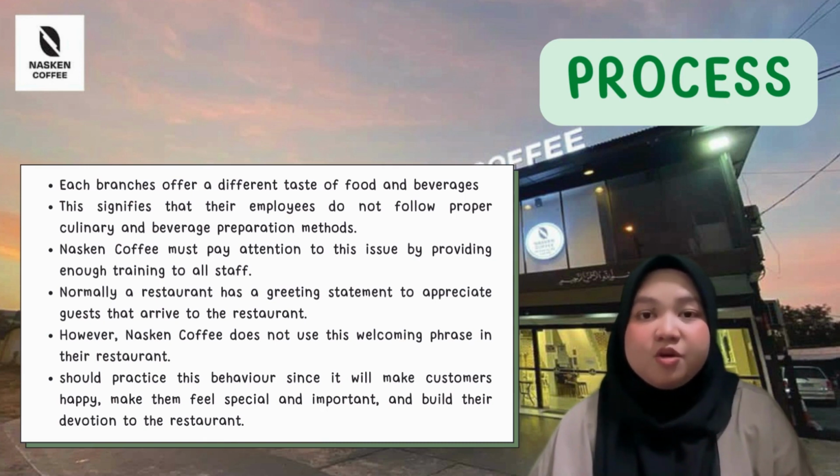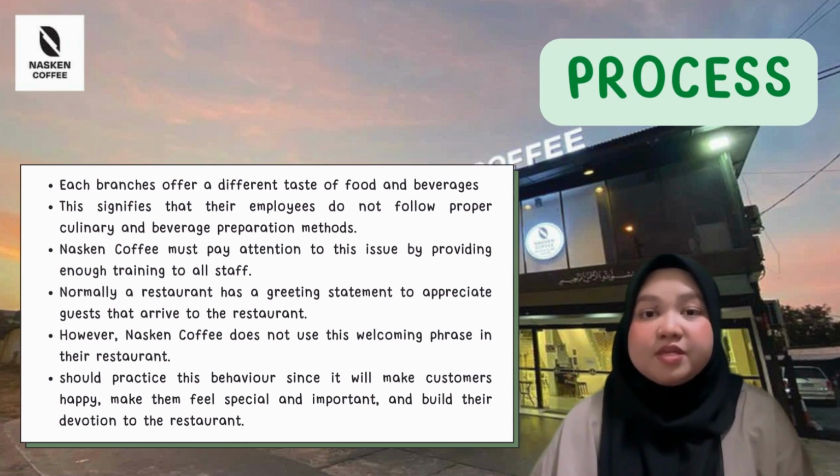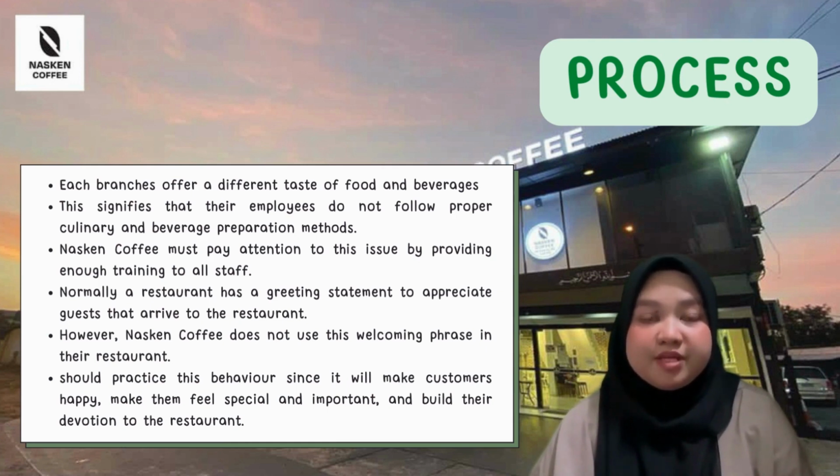In addition, normally a restaurant has a greeting phrase to appreciate guests that arrive at the restaurant. However, Naskin Coffee does not use this welcoming phrase in their restaurant. Naskin Coffee employees should practice the behavior since it will make customers happy, make them feel special and important, and build their devotion to the restaurant.